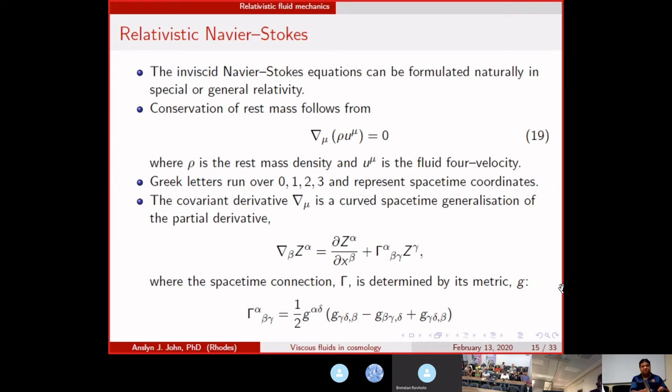So I've got this nabla mu sitting in equation 19, and that is the covariant derivative, a concept from differential geometry. In essence, it's a curved space-time generalization of the partial derivative. You need to take into account the fact that your space-times or your manifolds are curved, so the notion of a partial derivative gets generalized here, and this connection gamma incorporates the metric and its derivatives. I'm not going to say too much about it, but the point is that one needs to account for the curvature of your space when one looks at relativistic systems.